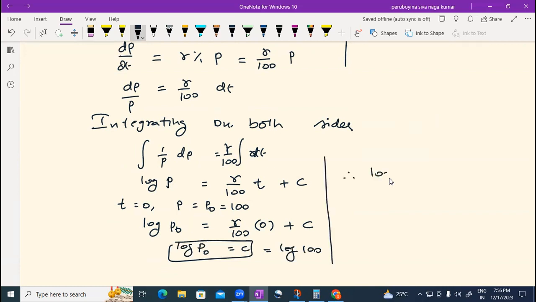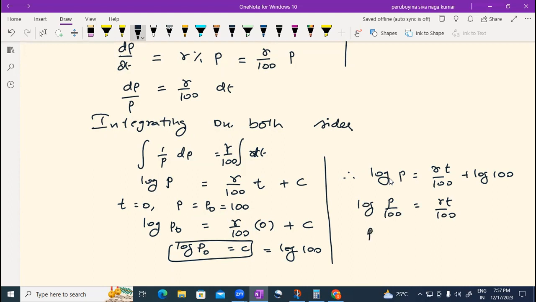Therefore, log P is equal to R into T by 100 plus log 100, because P naught is, the C value is log 100. So you can write log P by 100 is equal to RT by 100. Don't cancel this 100, okay? We need to calculate the R value.